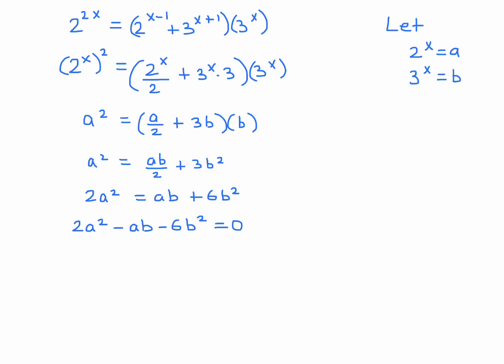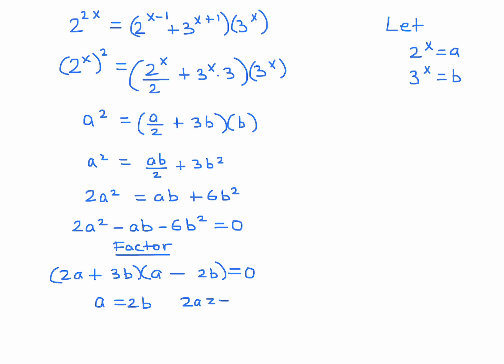At this point, we must factor. That is going to help us. Let's see what happens. This will be 2a, 3b, 2b, and then the signs plus minus. That's basically just factoring that. So this helps me out tremendously. This tells me that either a is equal to 2b or 2a is equal to minus 3b.